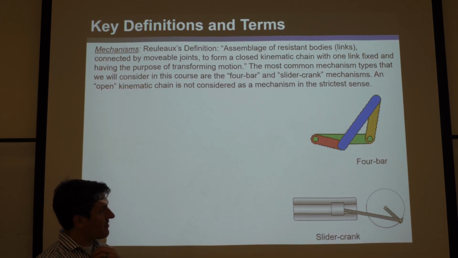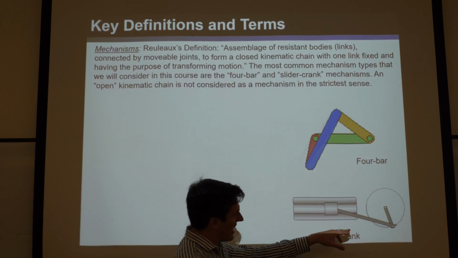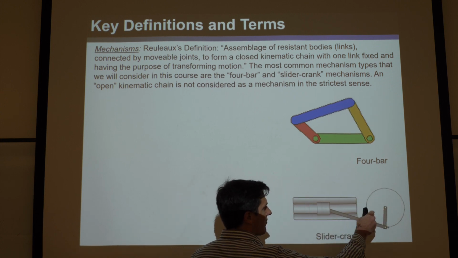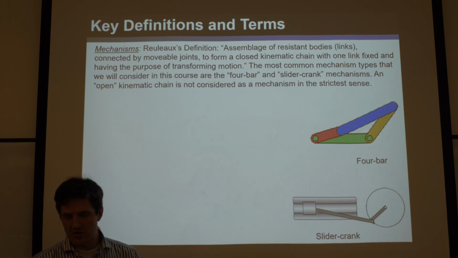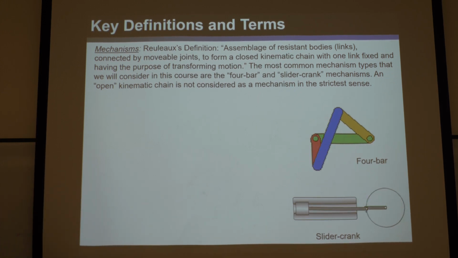Now a lot of students get confused and think, no, this is not closed, but it in fact is. I'll show you a diagram where you could see if we froze this here and drew a vector loop, it would be a closed kinematic chain. And so it is indeed a mechanism, and of course it can move.